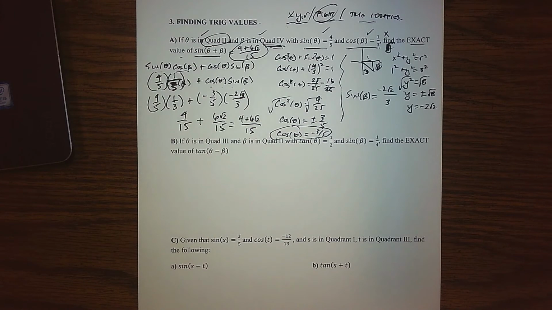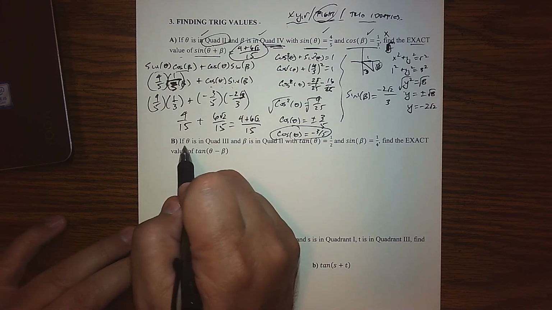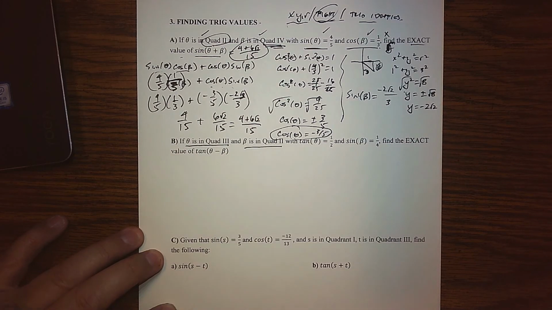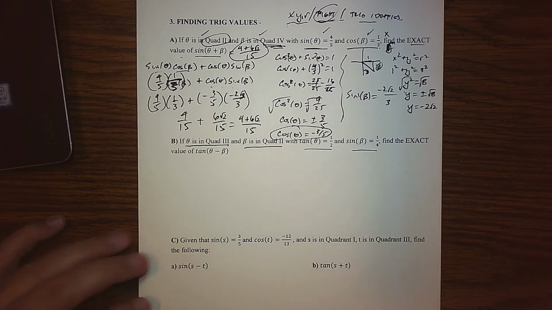All right, so hopefully some good review and just kind of piecing the story together, if you would. I think I have time to do the next one, and then we'll use another video to do the bottom. So in the next one, again, very similar, theta's in quad number 3 and beta's in quad number 2, and we're told that the tangent of theta is a half and the sine of beta is 1/4.